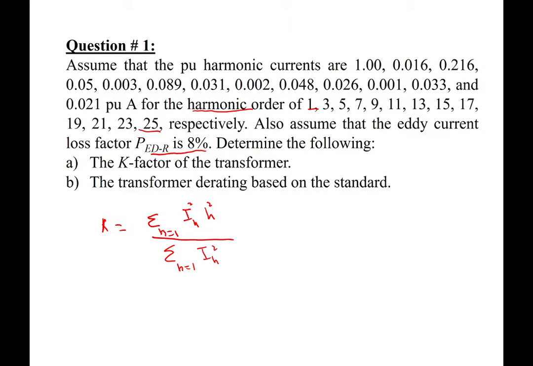So we know all those are given. For example, the first harmonic, or the fundamental, is given as 1 per unit. The third is given as 0.016 per unit, and so on. So you need to square them, multiply them by the harmonic order squared, and then divide by the sum of the squares of the harmonic currents, and that will give you K.